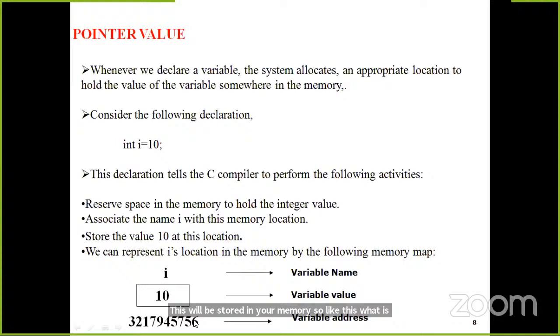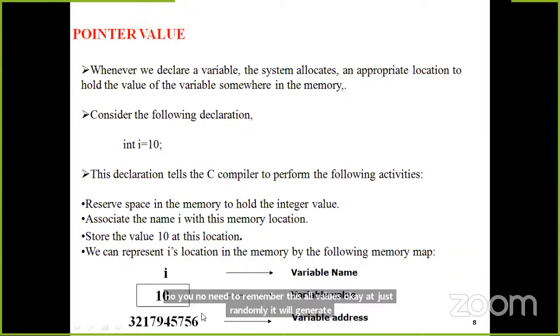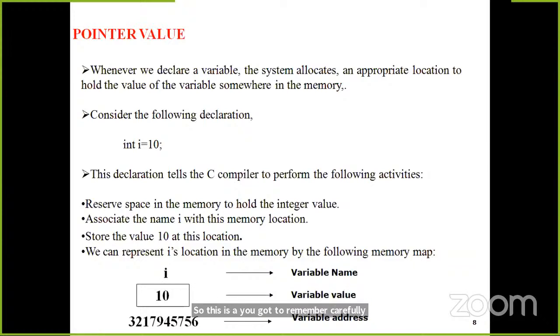Address. What is the address? Some address. It may be anything. No need to remember all these values. Address it will generate randomly. So this you have to remember carefully. Further, we are going ahead. This is the way of pointer.